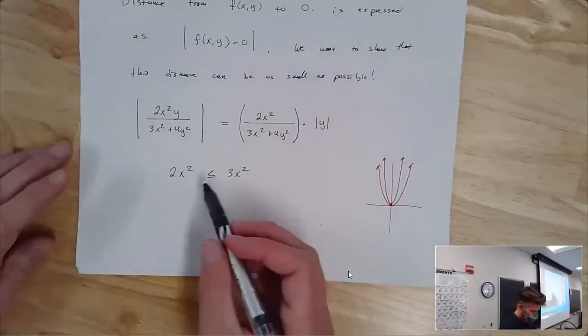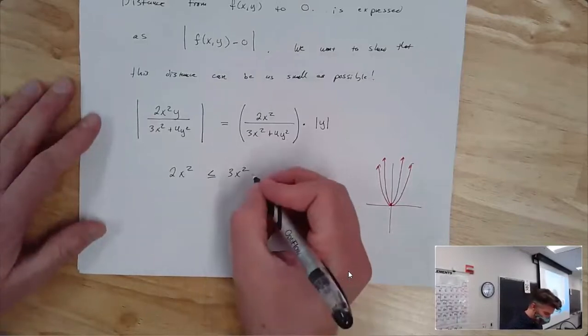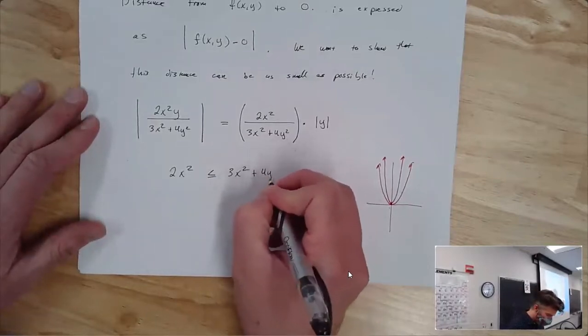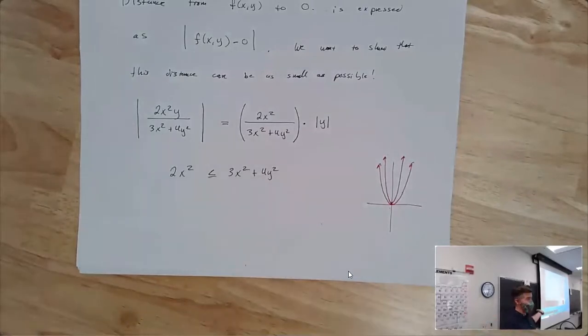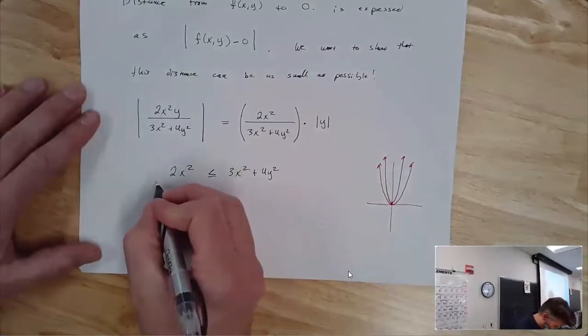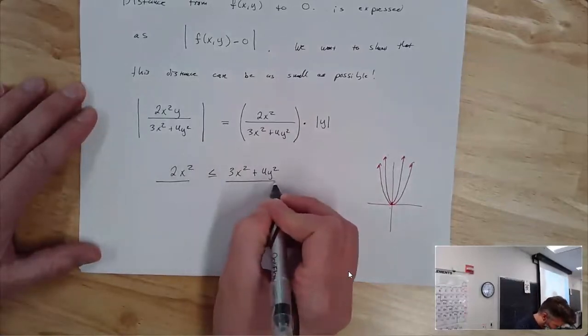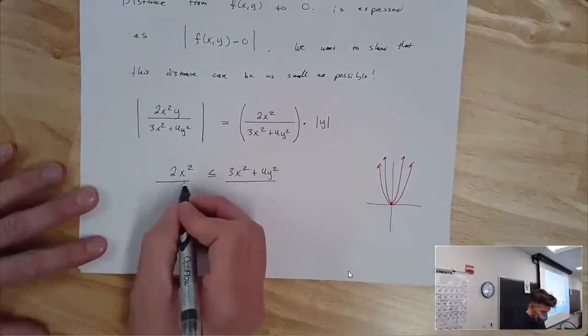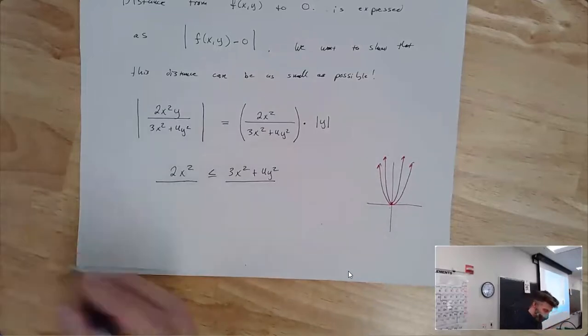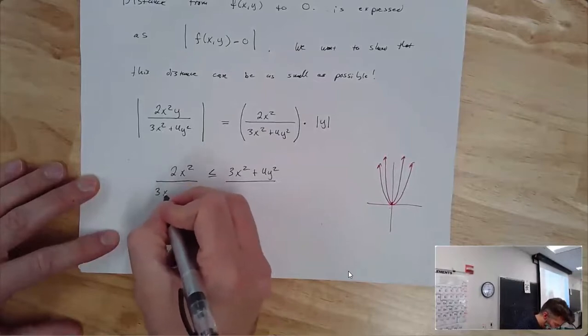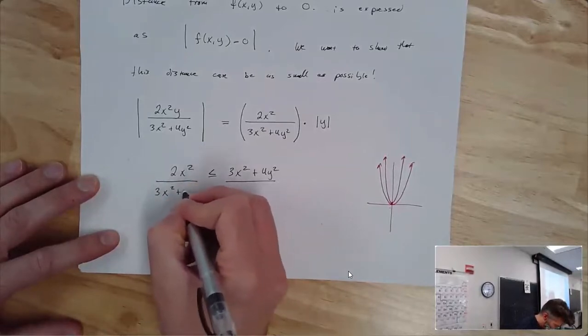All right, well, if 2x squared is less than or equal to 3x squared, then it's definitely less than or equal to 3x squared plus another non-negative thing. If I'm adding a positive number to the side that's already bigger, it's going to get even bigger. And now for the fun part. I'm going to divide both sides by something. If I were to divide both sides by a negative, I'd have to worry about changing the direction of the inequality. Fortunately, I'm not. I'm dividing both sides by something that I know is positive.